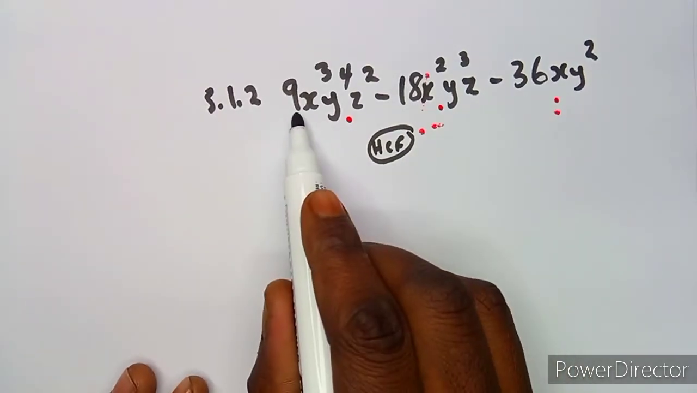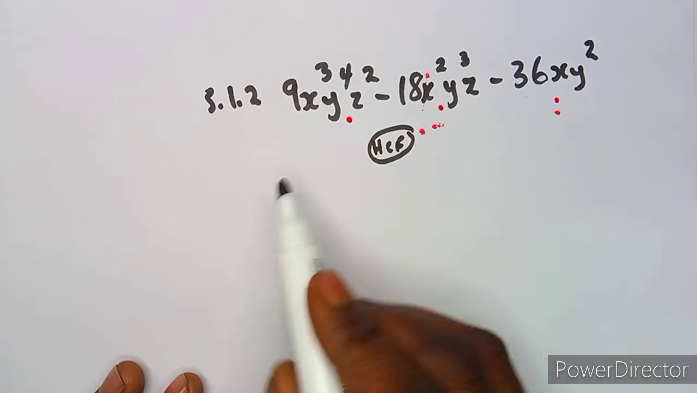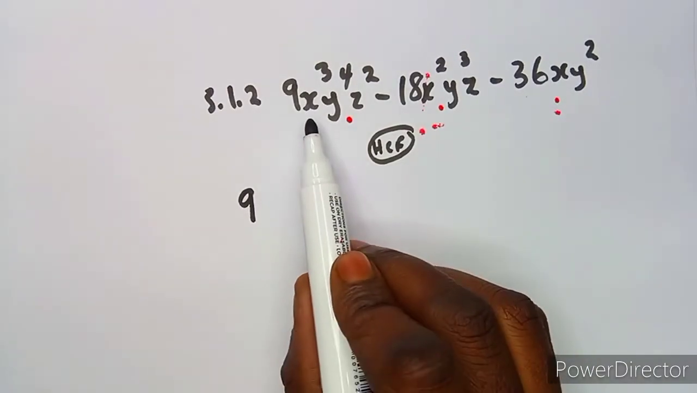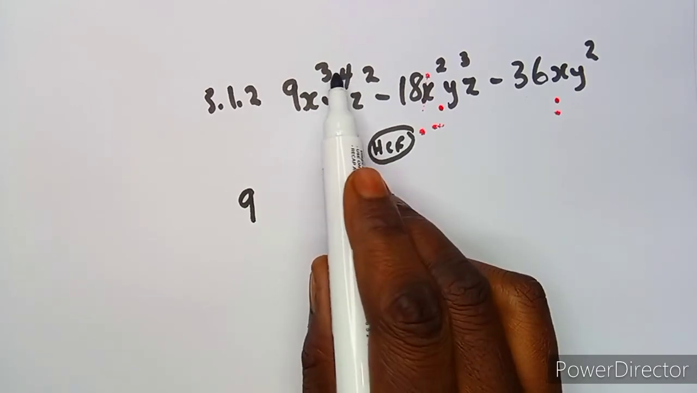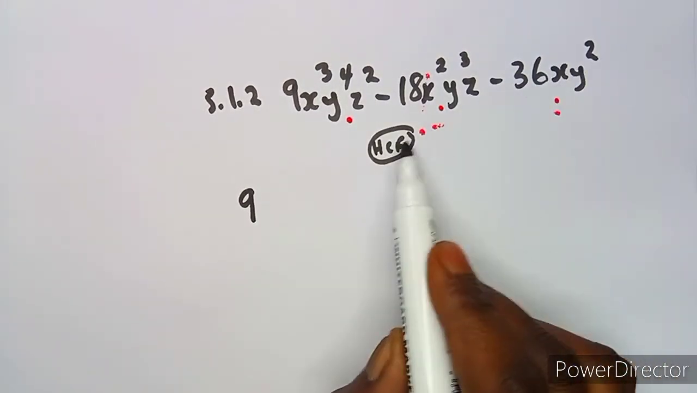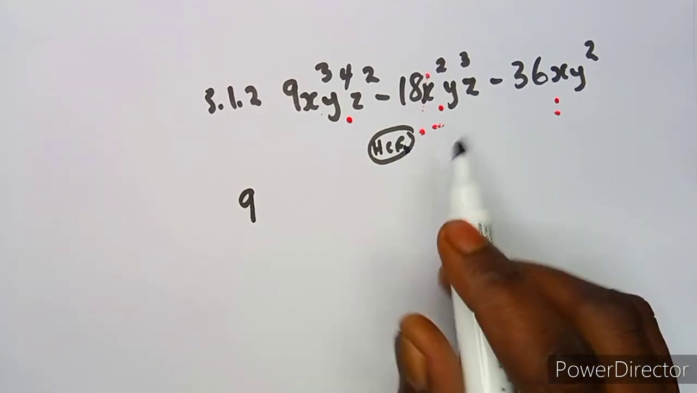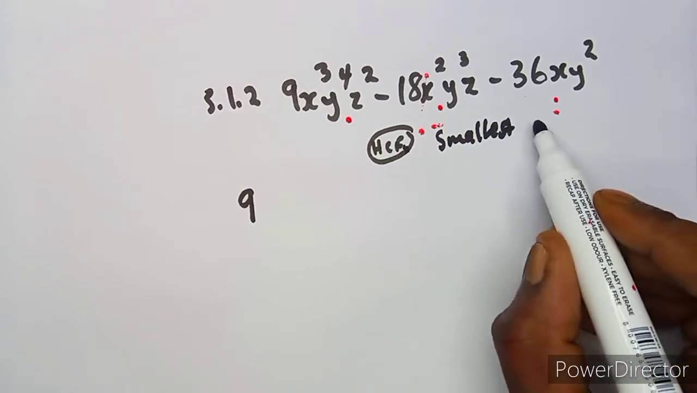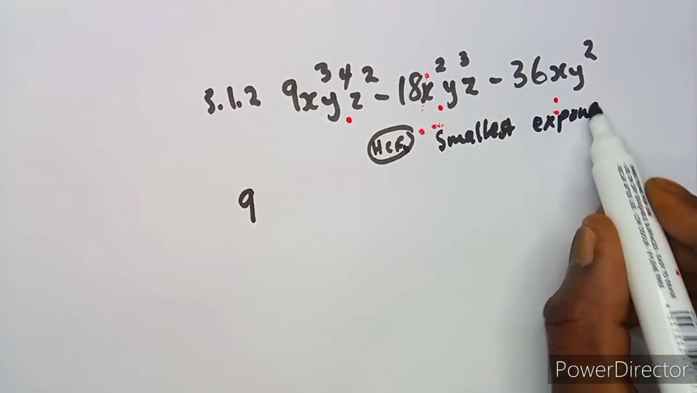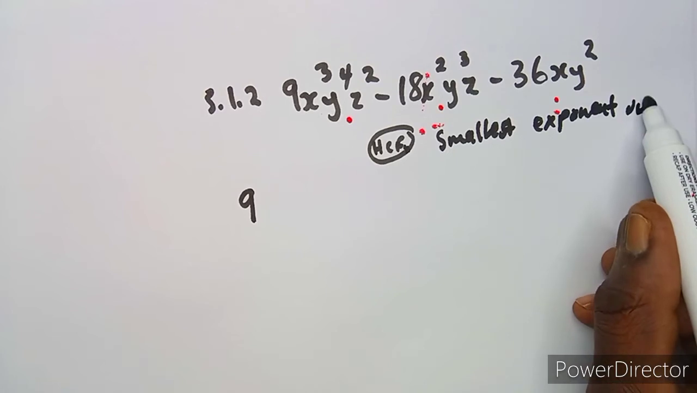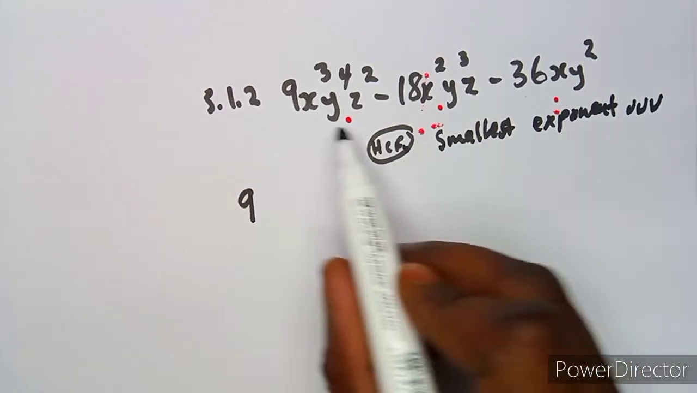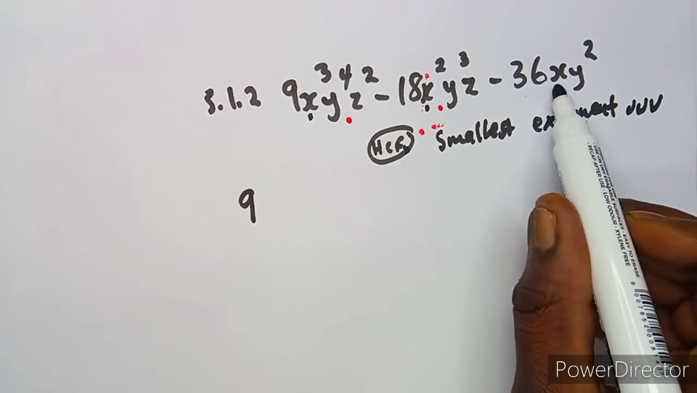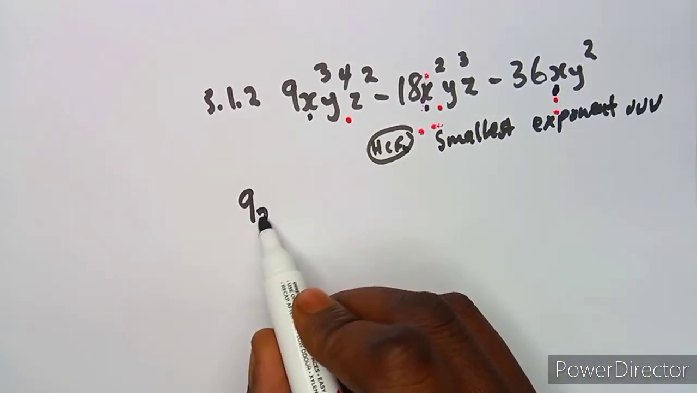So let's start with the numbers. We've got 9, 18, and 36. So 9, that's the highest number that we can factor out. Okay. On these terms which have letters with exponents, do not worry about the highest common factor. You just take the one with the smallest exponent. That will be the highest common factor as long as it is common throughout, like this x is common.